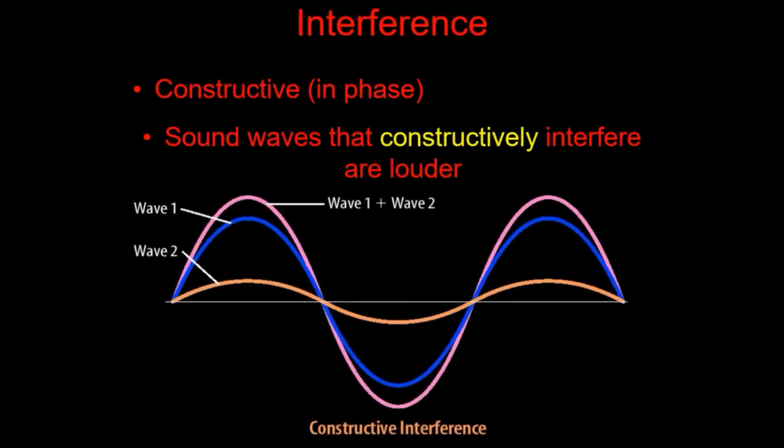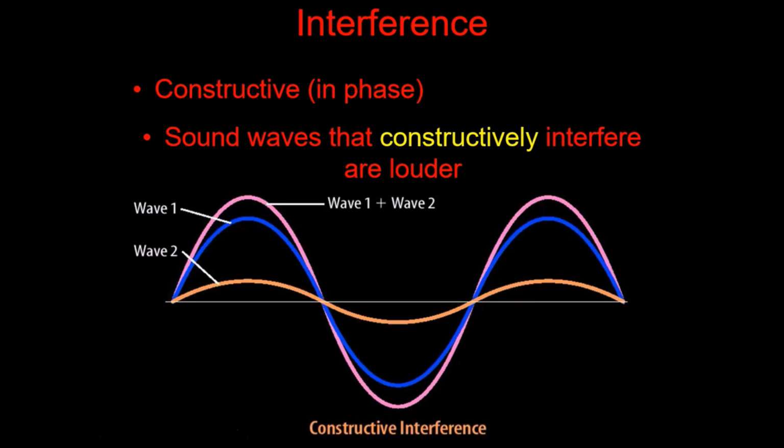When our waves are in phase and interfere with one another, this results in what's called constructive interference. Here we have wave 1 coming in as the blue curve, and wave 2 as the yellow line. As the two come together, they will be added to give us wave 1 plus wave 2. If these were sound waves that were constructively interfering, you would have two low volume waves come together and produce one louder wave.